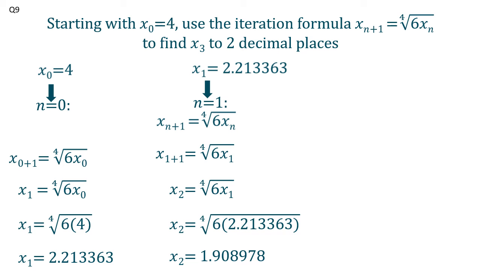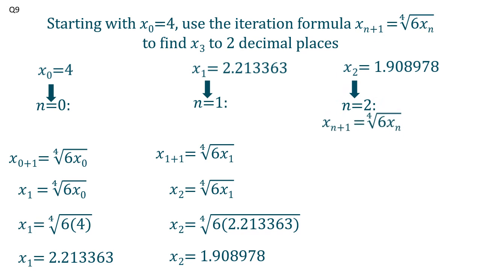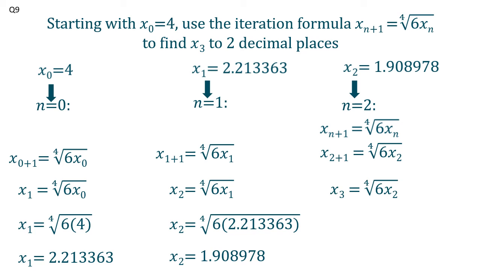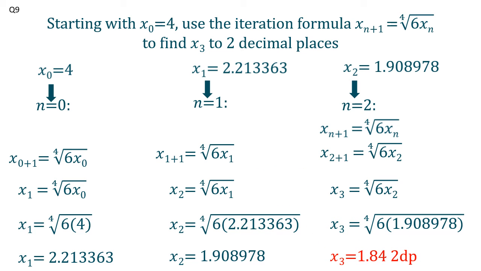Starting again with x2 equals 1.908978, we now use n equals 2. Substitute all the n's for 2 in the iteration formula. We know 2 plus 1 equals 3, so we can see that we're calculating x3. We have already found that x2 equals 1.908978, so we can substitute that in. We now just need to put this into a calculator, getting x3 equals 1.84 to 2 decimal places.